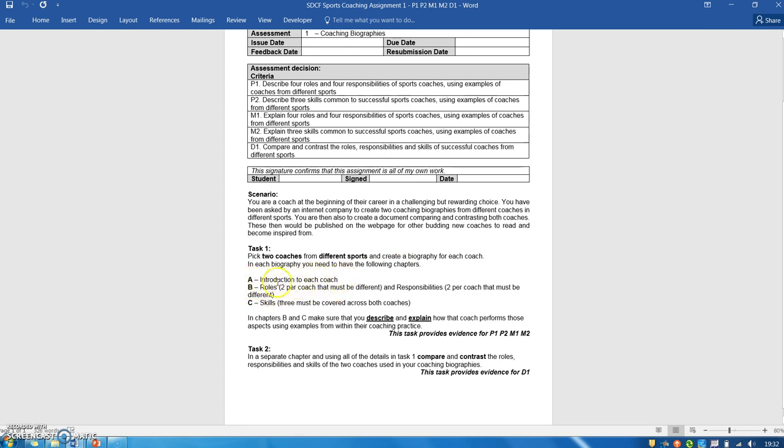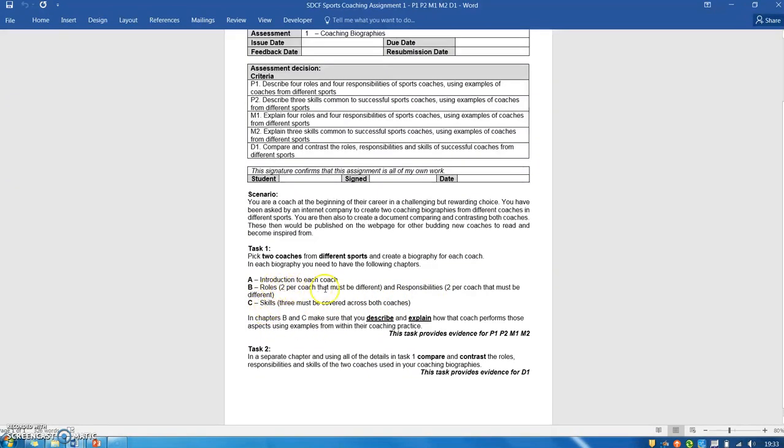This is basically to make sure that if you pick anybody that we don't know or we're unfamiliar with, that we get a brief background into what that coach is. Maybe what they've done, what sport they're in, what level they've coached to, what they've won, etc, etc, that kind of stuff. We're then looking for the roles and responsibilities of a coach, and you're also going to look at, give me a chapter on the skills of the coach.